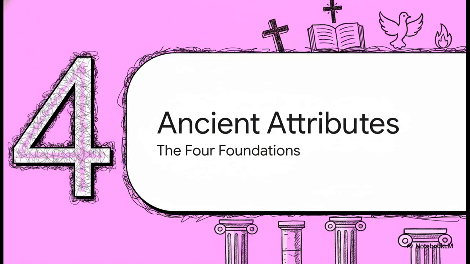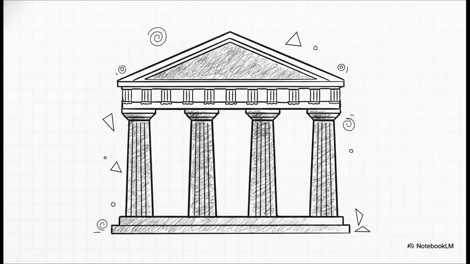This brings us to the final and definitely the most foundational layer of our exploration today. In 381 AD, the early Christians established four definitive adjectives to structurally define the church. They confessed belief in one, holy, Catholic, and Apostolic Church. So let's break down each of these ancient attributes, starting right at the top with unity.